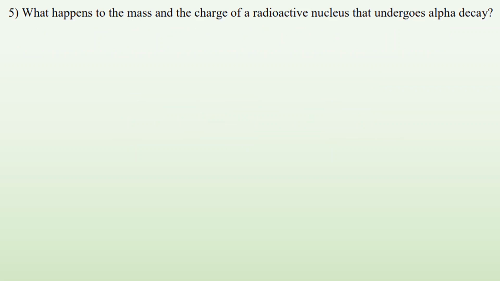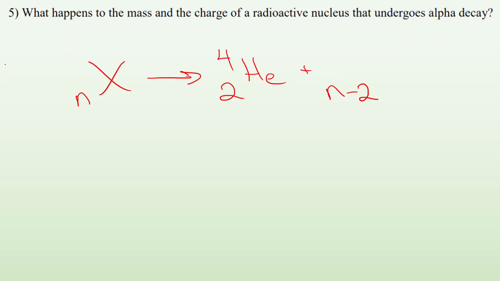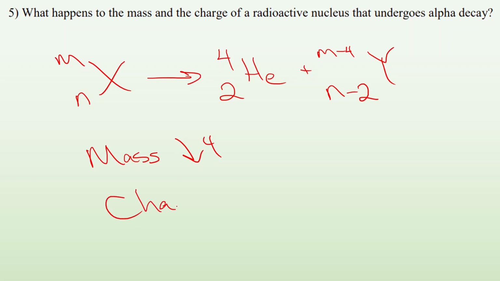Number 5. What happens to the mass and charge of a radioactive nucleus that undergoes alpha decay? So again, let's see. If it gives off alpha decay, well, the alpha particle has a charge of 2. So whatever the charge is on that unknown thing, it has to be 2 less. It's got to go down by 2. And the mass, well, let's see. The alpha particle has a mass of 4. So the mass of the new thing has to go down by 4. Right? So mass goes down by 4 and the charge goes down by 2.